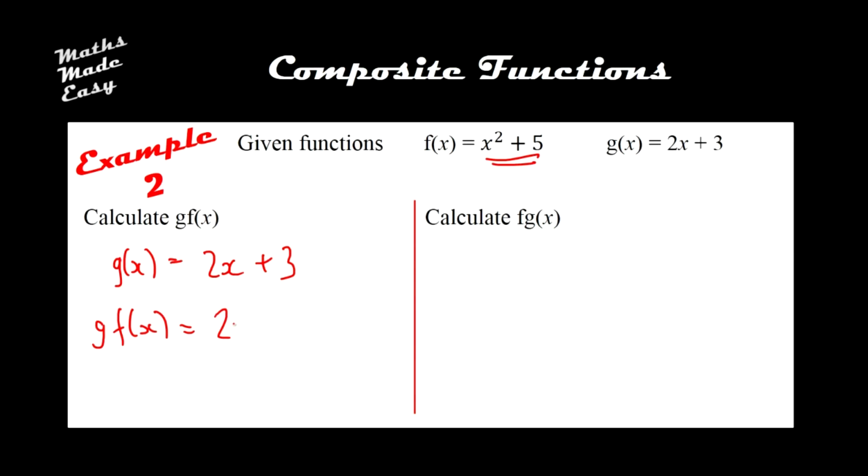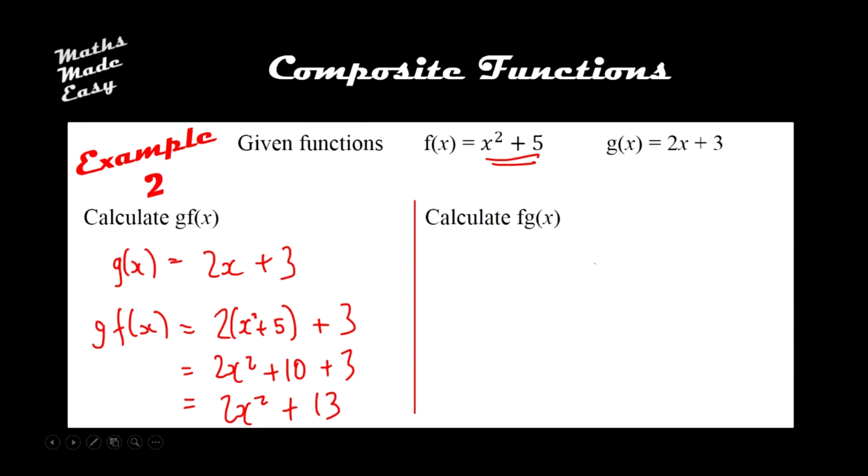So I've got 2x, now I'm going to replace x with x squared plus 5, and I've still got this plus 3 on the end. So this bit here was my x, that became my f of x. Multiply this out, I get 2x squared plus 10, and I've still got that plus 3 on the end, and so I get 2x squared plus 13.